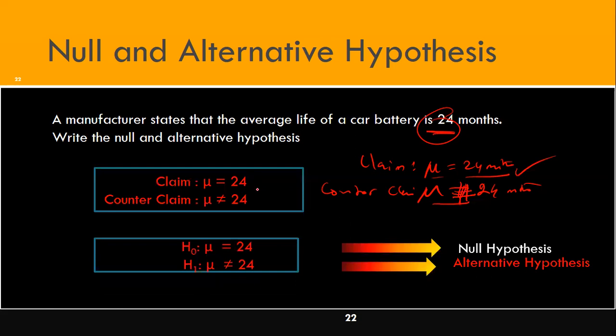So the claim is mu is equal to 24, and the counterclaim is mu is not equal to 24. So how do you use the notation? The claim is your null hypothesis. H sub 0 is the null hypothesis: mu is equal to 24. And H1 or HA, in some cases they use 1 instead of A. A is the alternative hypothesis, or you can use 1. 1 is opposing your 0, right? So the alternative hypothesis is mu is not equal to 24. This is your null hypothesis, and this is your alternative hypothesis. Simple common sense. It doesn't require too much brain.